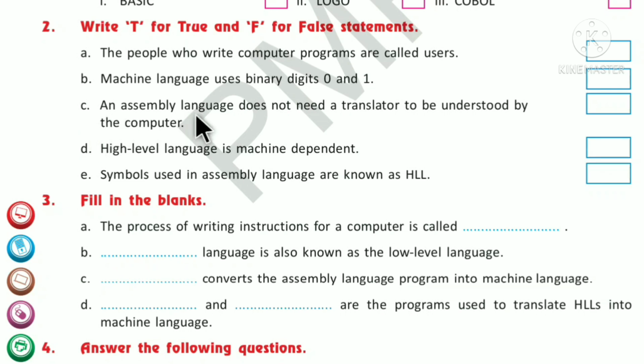C. An assembly language does not need a translator to be understood by the computer. That is false. C is false. Now D. High level languages are machine dependent. False. F. E. Symbols used in assembly language are known as HLL. This is false. F. See the answers.